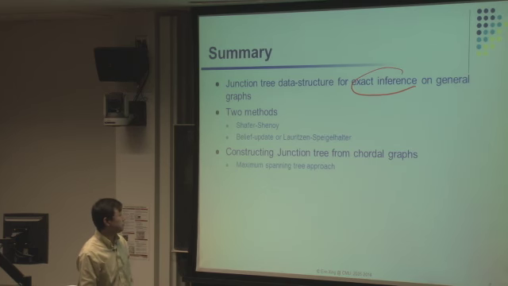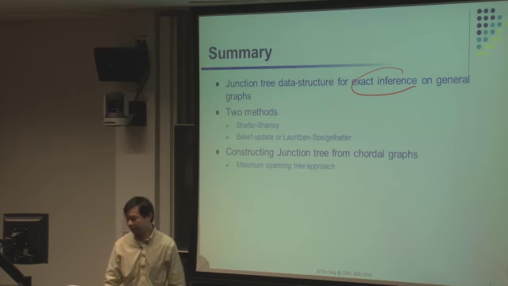And algorithms for building a junction tree are also described in the book. Any questions before I move out of exact inference?